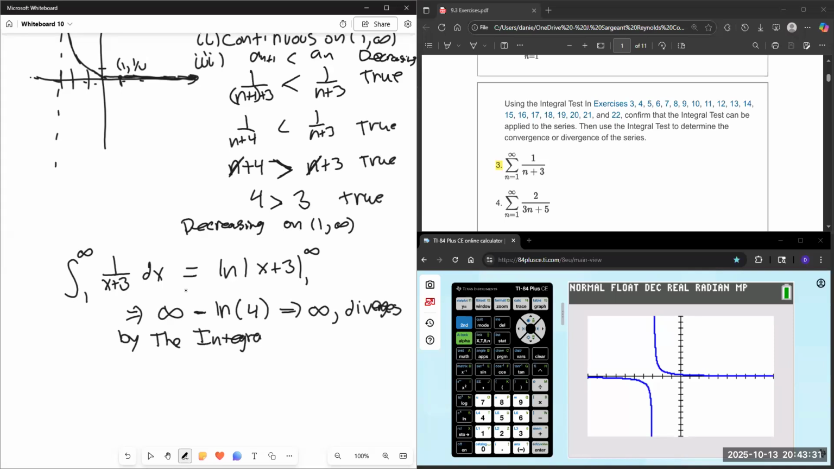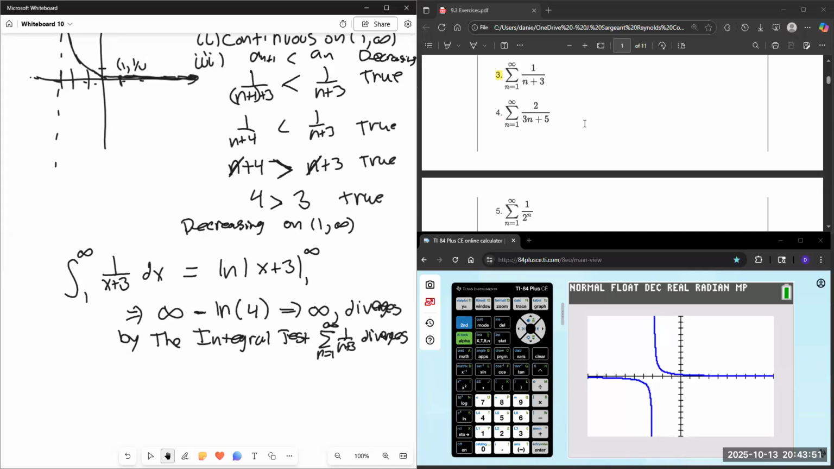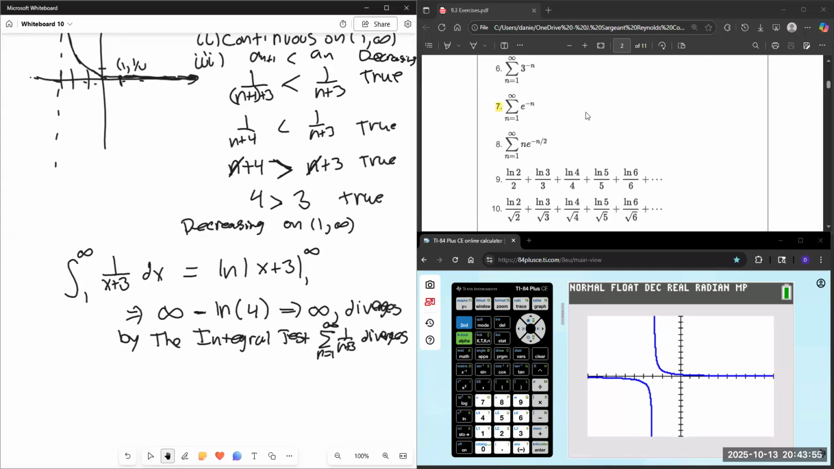So by the integral test, the summation from n equals 1 to infinity of 1 over n plus 3 diverges. Because the integral diverges, the series diverges. If the integral converged, the series that's related to it would converge.